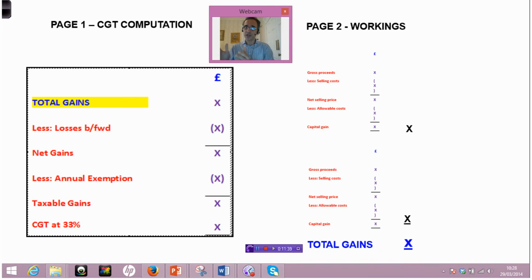Once I've got that, then I've got to have an area of my answer sheet that helps me to work out the tax. So let's bring my gains up to my page 1, take off my losses, take off my AE, and then multiply by 33%. Okay, so do try and get a fix on that basic area before you move forward.